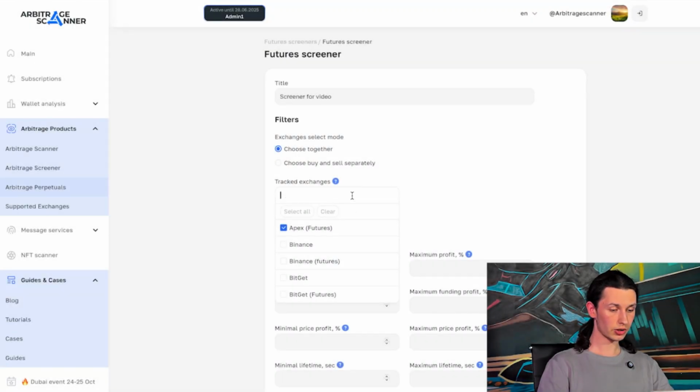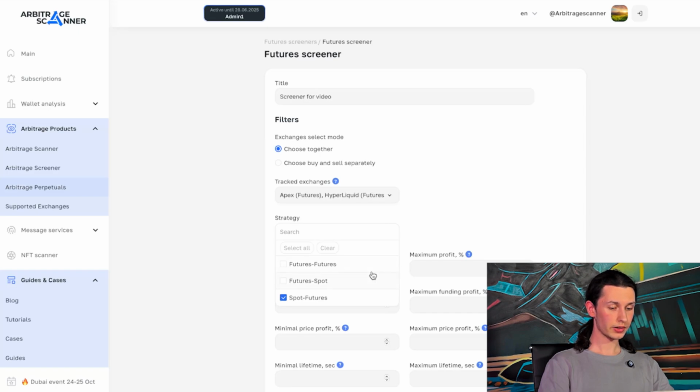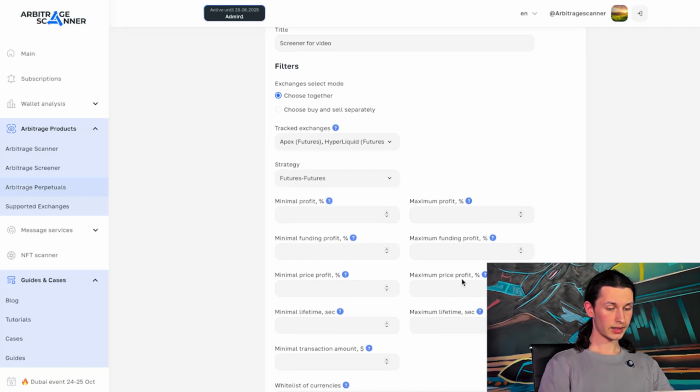Because those exchanges are new, I will be using exactly them to set up my screener. So here is Apex Futures and here is Hyperliquid. Now, as those exchanges are both futures ones, I will go for futures plus futures strategy. And let's look at the filters.